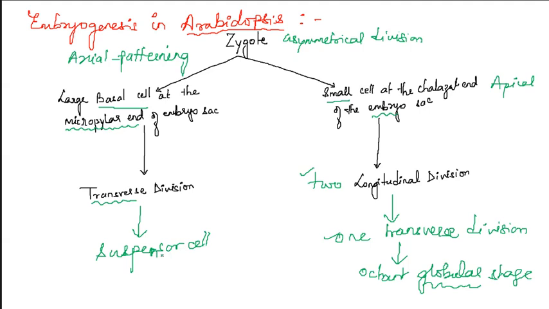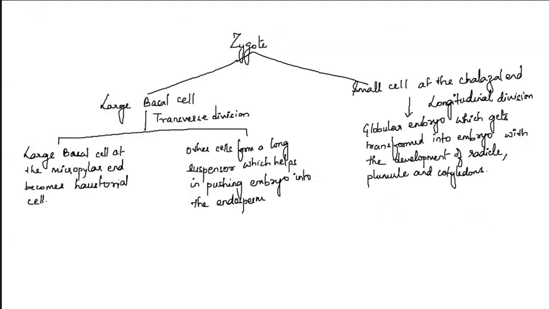Look here in this picture that the larger basal cell will show transverse division. They are located near the micropylar end and they become haustorial. That means they suck the nutrients from the outer wall and provide them to the embryo. Now I'll describe it step by step.